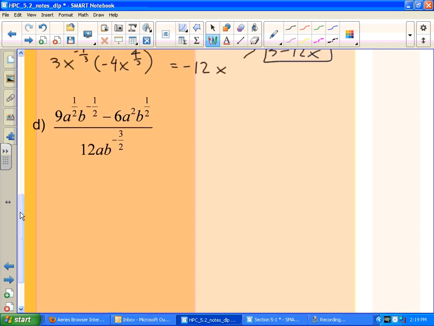All right, not a lot in terms of simplifying can be done on the top. But again, I recognize this as one fraction that can be split into 2. I have 9a to the 1/2 b to the negative 1/2 divided by 12ab to the negative 3/2. And then subtracting from that is this 6a squared b to the 1/2, all over the same thing.